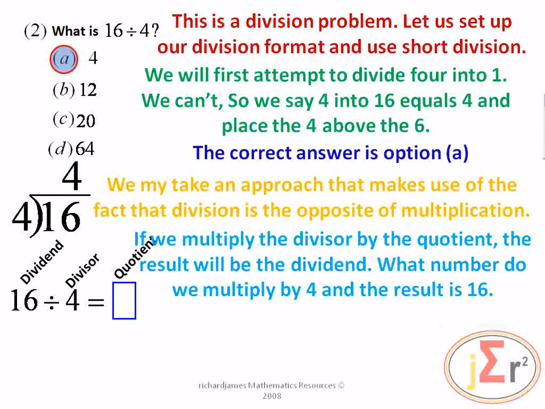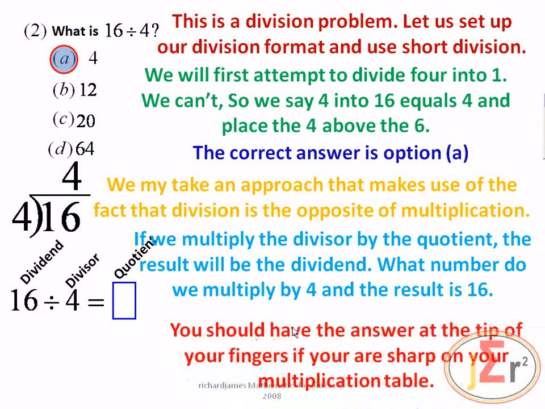Division is the reverse of multiplication. So if we say 16 divided by 4, whatever we get here, if we multiply this number by 4, the result is 16. So we are actually saying, what number do we multiply by 4 and the result is 16? You should have the answer at the tip of your fingers, like Jerry did, and he supplied it just a few seconds ago.